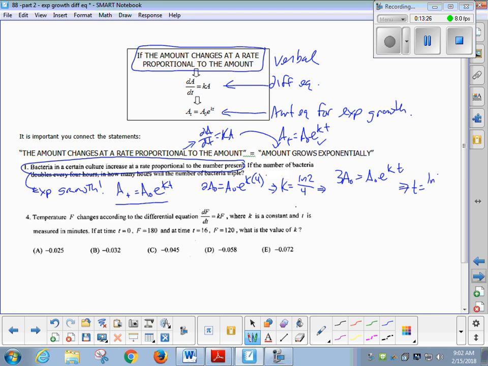Natural log of 3 divided by my k. Obviously, it would take more than 4 hours. If I got any number that wasn't bigger than 4 hours, I did something wrong, because I know it doubles in 4 hours, so a triple should take more time, right? You with me? Okay.